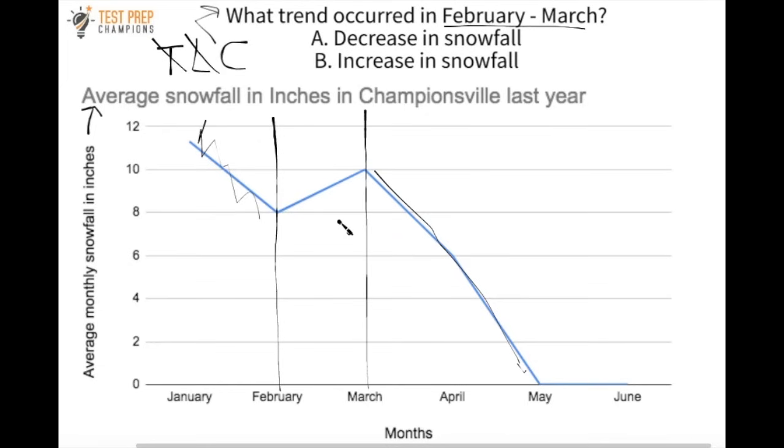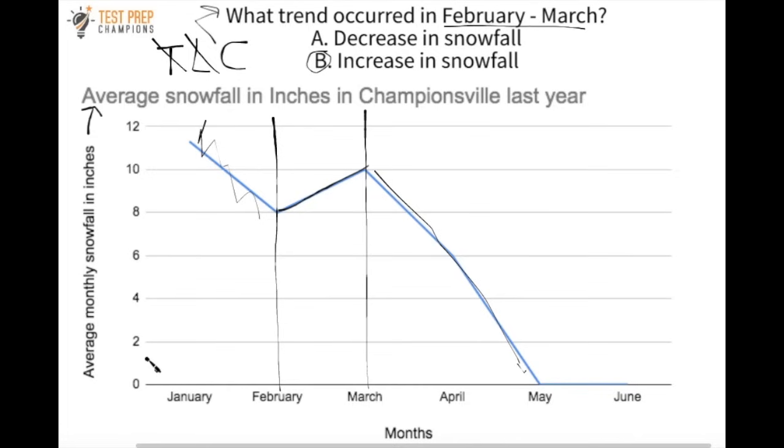All right, so I've isolated the part of the graph I need to look at, and I need to ask myself now, is the line going up? And the line is going up. So that means that there was an increase. Now, let me give you the trick to all of this. On our vertical axis, the numbers have to be increasing going up, which they are. In most cases, they will be increasing going up, but you'll want to check that if you get a graph question on the test.